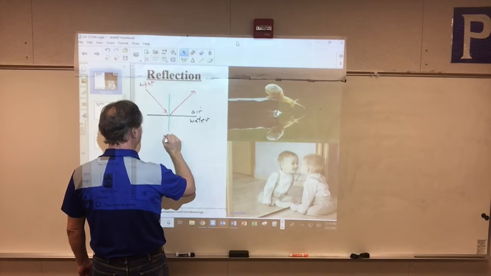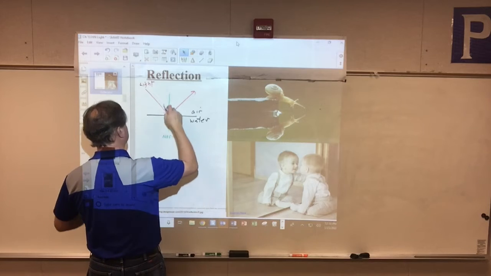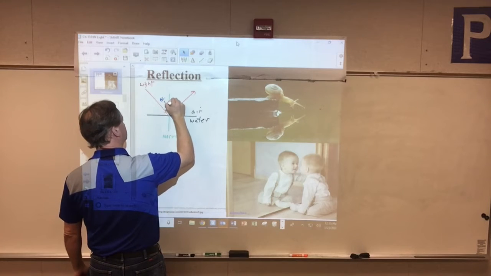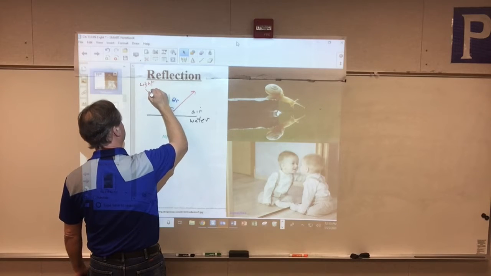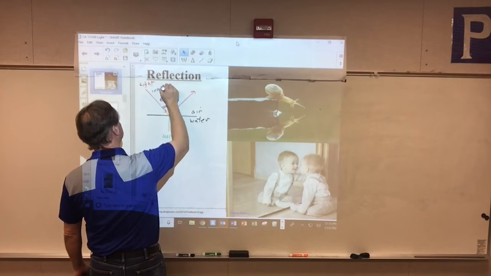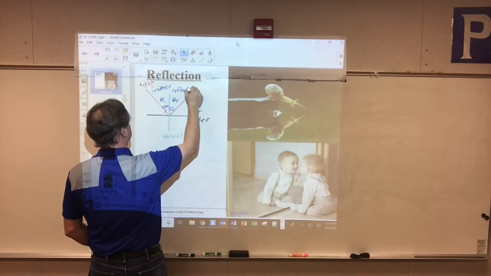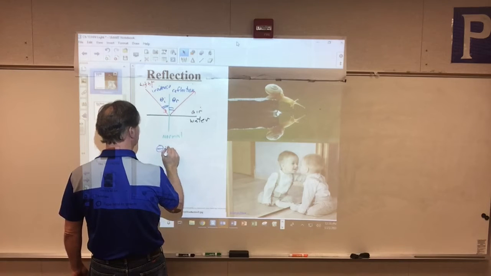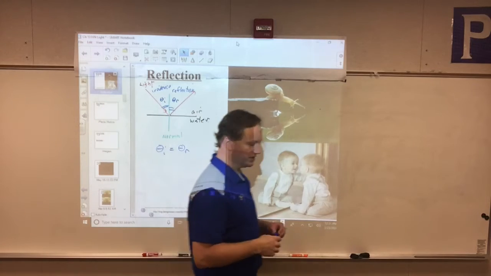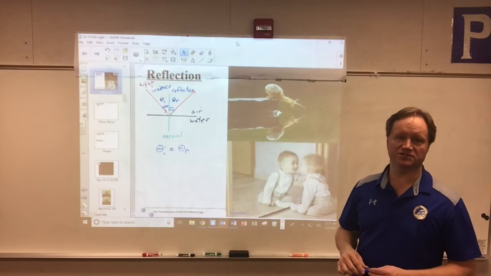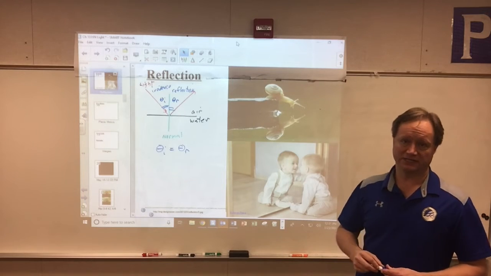So if I draw in a normal to the surface, then theta I and theta R would be on either side there. And again, that's your angle of incidence, or your initial angle, and your angle of reflection. For a reflection, those two angles are equal to each other. And that's very important because as we try to construct images, we will use that theta R and theta I are equal to each other.